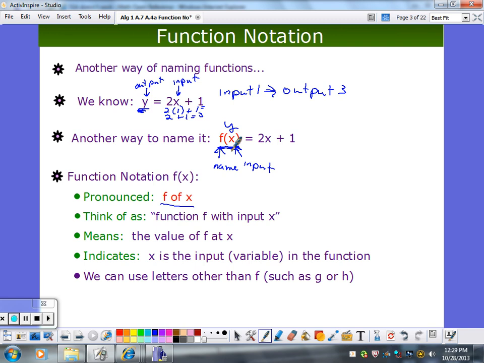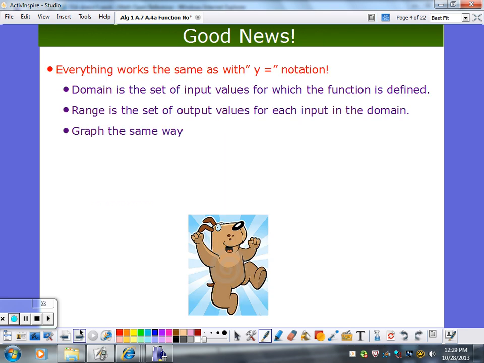We don't have to use an f. We could call it g of x, and we could call it h of x. We could call it all different names. Usually one letter. We don't usually call it Fred of x, but I don't see why not. Okay, well, Andrew of x. We could. But we usually just use the one letter. Means the same thing. That's the good news.